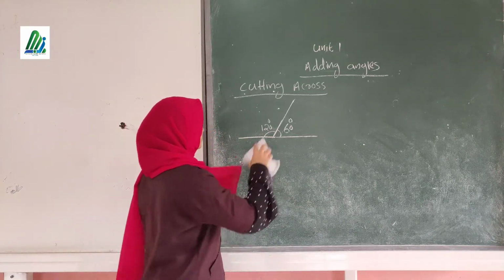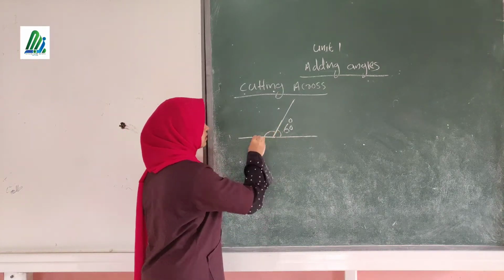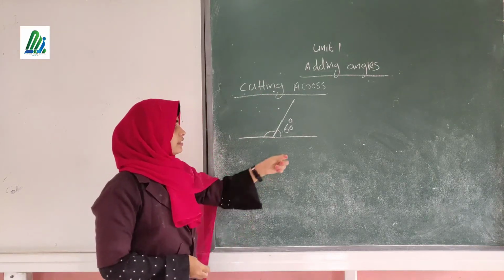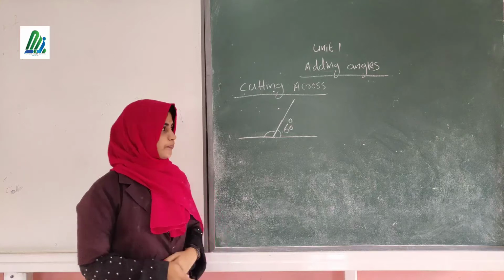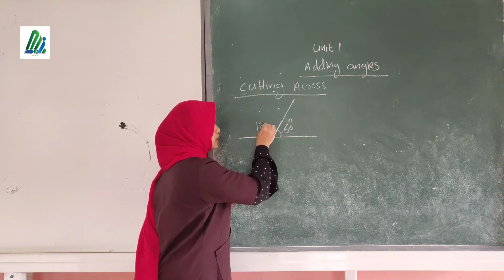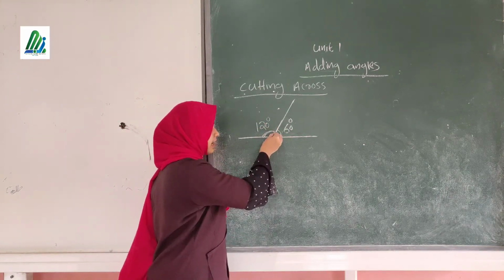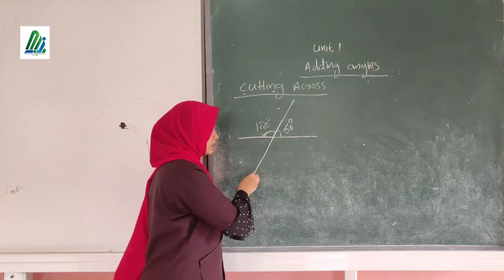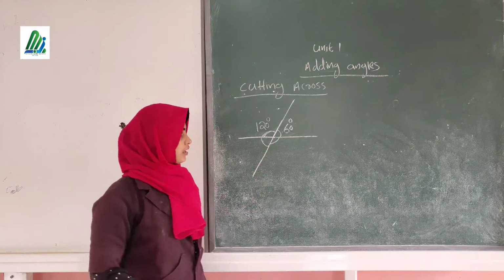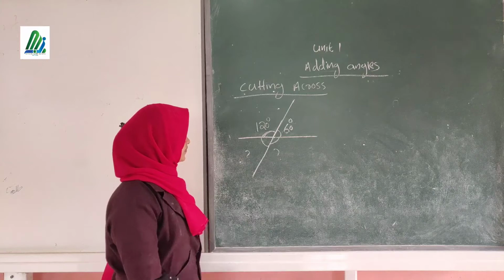Next, write the subheading: cutting across. Here this angle is given as 60 degrees. Then how much is this angle? We know this angle is 120 degrees because this is a linear pair. And I extend this line downwards. Then we get two more extra angles. How much are these angles?